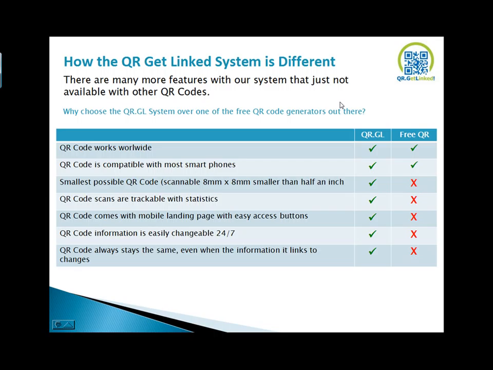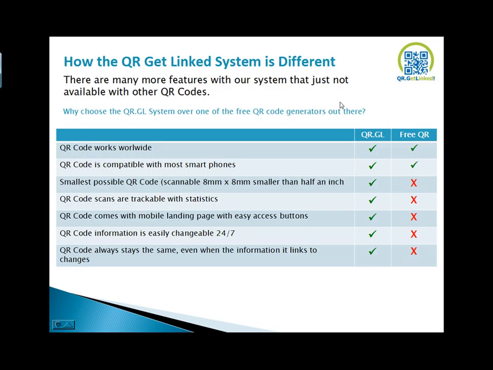Why choose the QR.GL system over one of the free QR code generators out there? Let me give you some examples. QR code works worldwide, QR.GL and the free one. QR code is compatible with most QR phones, QR.GL and the free one also. This is where we start to differ. Smallest possible scannable QR code is 8 by 8 millimeters, smaller than half an inch. Like I said previously, I would recommend 10 by 10, just a little bit larger, and you can't get that for free. QR code scans are trackable with stats.